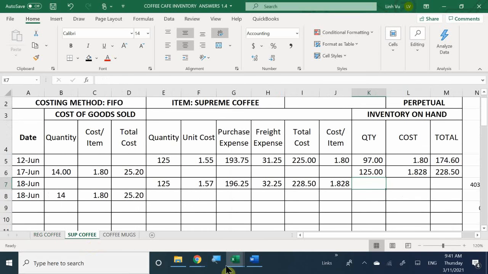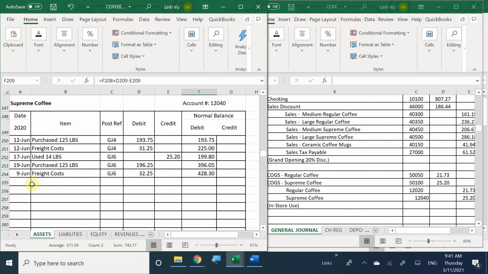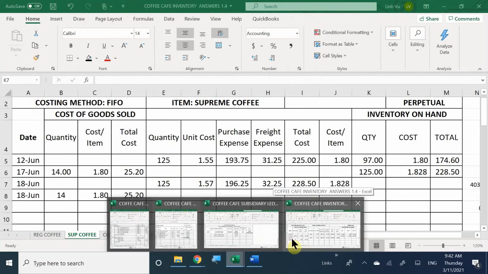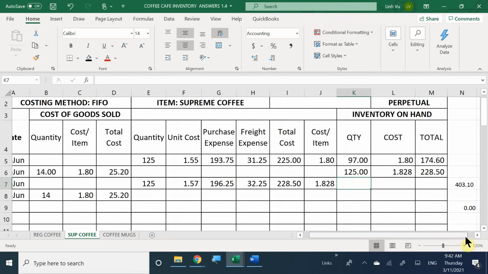$360.52. Okay. So now we're going to go to our Supreme coffee, right? What am I going to put here? Used 14 pounds. Okay. General journal 7. And it was for $25.20. So what is my new ending balance here? $403.10. And does that match our inventory worksheet? Yes, it does. I calculated on the side right here. I just added up the totals here and I get $403.10.